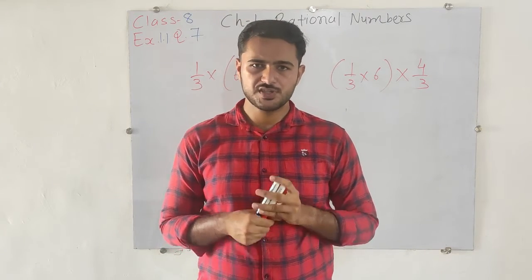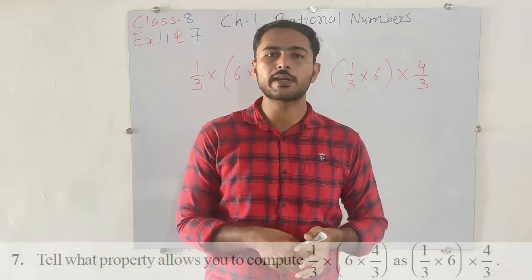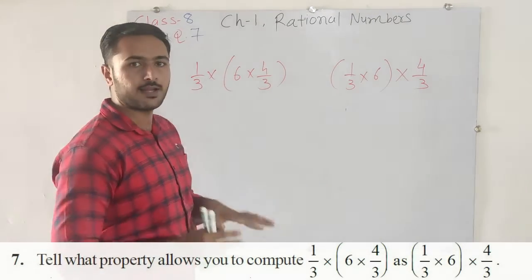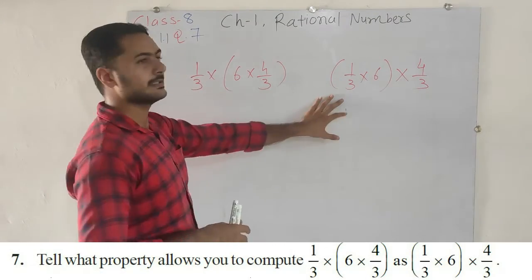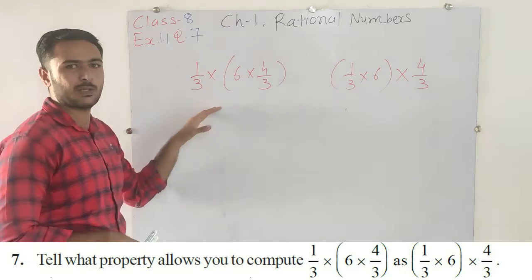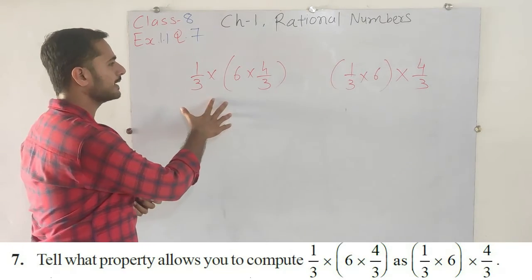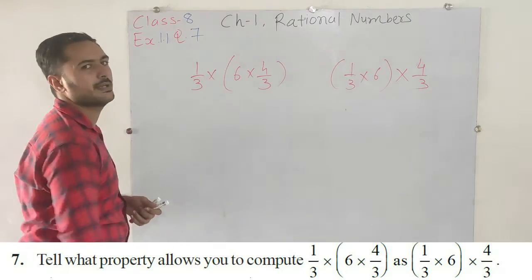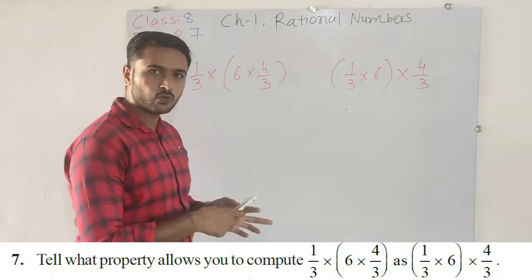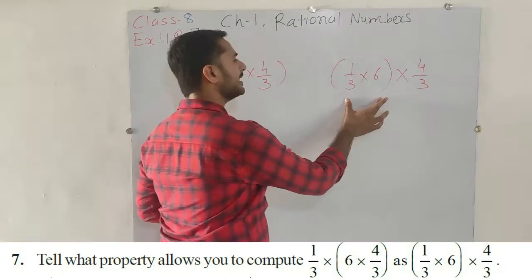Question number 7, we again have to identify the property. We have to find which property allows us to compute like this. Here the given is this and we can compute like this. So first of all, let's understand what is given. That is 1 by 3 multiplied by bracket 6 multiplied by 4 by 3. And we have to convert it into 1 by 3 multiplied by 6.